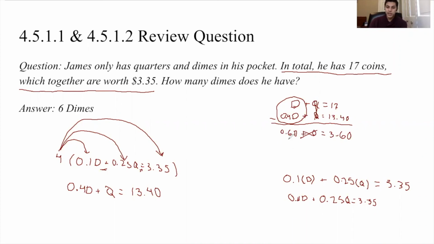And so the final step is to get rid of this 0.6, because we want to know what just 1d is equal to, because that's how many dimes he has. So 0.6d over 0.6, because you divide by 0.6 to get rid of it, equals $3.60, or 360 over 0.6. And when you simplify this, d equals, and this simplifies to 6. So you get d equals 6. He has 6 dimes in total in his pocket.